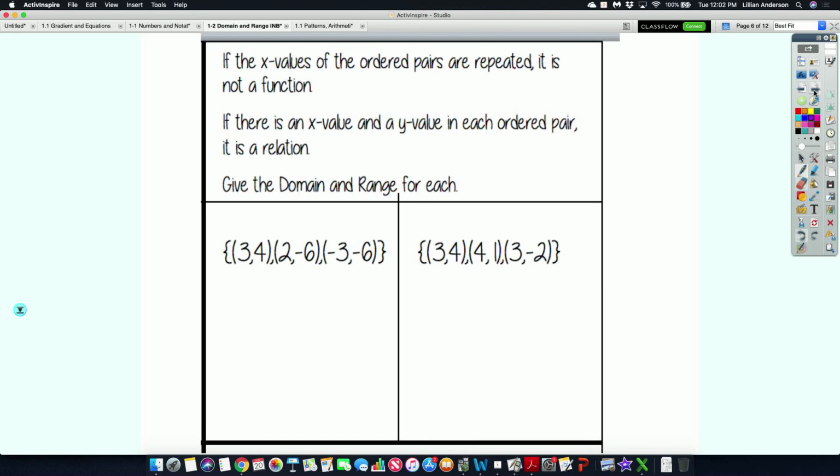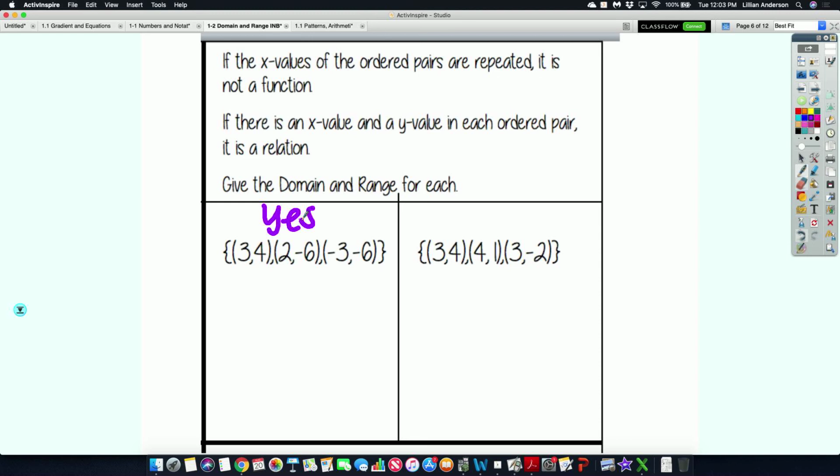Let's look at when you're given some ordered pairs. If the x values of the ordered pairs are repeated, it is not a function. So now I'm looking at a set of ordered pairs, just like I was explaining before. If there is an x value and a y value for each ordered pair, then it's a relation. Okay? So let's take a look. Do any of these x values repeat in the first one? No. So because they don't repeat, is it a function or is it not a function? It is. So yes, it is a function.